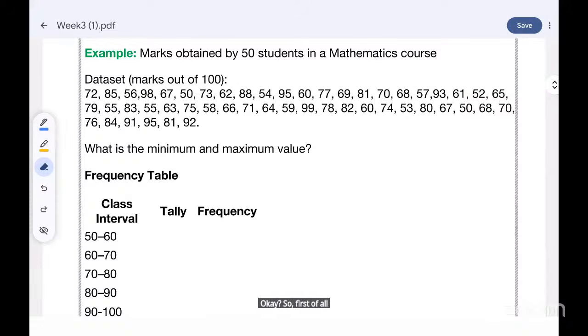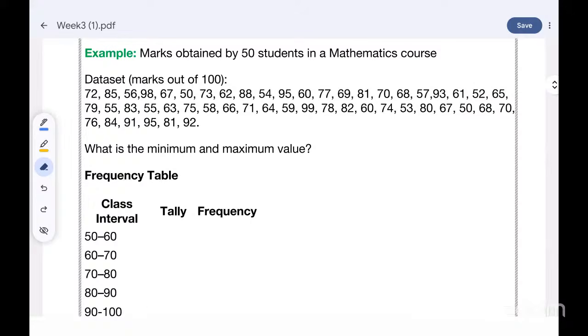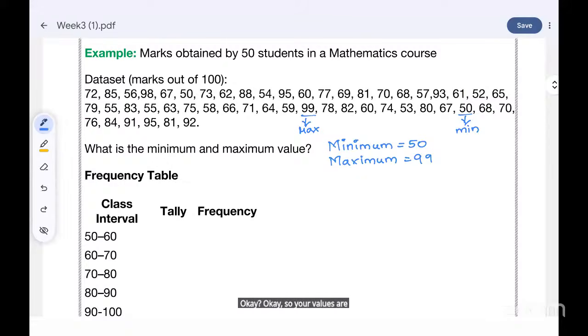First of all, to understand the range, we have to see what the minimum value and maximum value are. Can you all figure out the minimum and maximum value in the given data set? Minimum is 50. So this is your minimum. And maximum is 99. 100 is excluded. So this is your maximum. So your values are varying between 50 and 99.